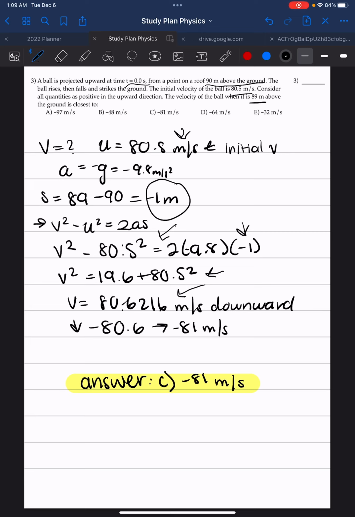But since we know it's going in a downward direction, it's going to be negative, which is denoted right there. So the closest answer to 80.6 is 81 meters per second, which is C.